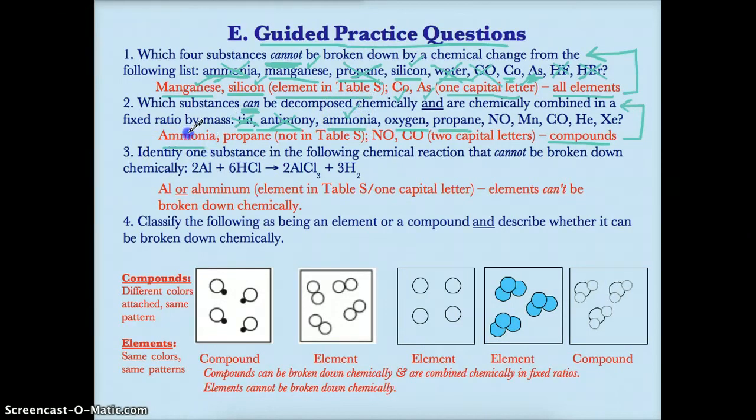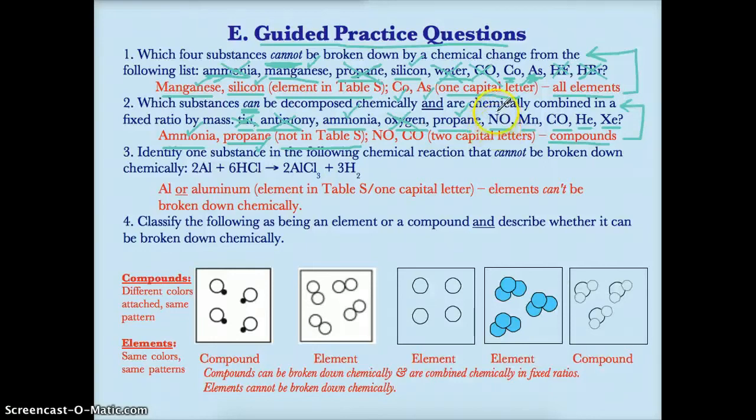So that's our first compound in terms of chemical names. Oxygen is a chemical name on Table S, so it's an element, not a compound. Propane, however, is a chemical name not listed on Table S, so it's a compound as well. All right, so if the chemical name is not listed in Table S, it's a compound. Now, in terms of chemical formulas or symbols, if it has two or more capital letters in the formula, we know it's a compound. So let's look for two or more capital letters in the chemical formula so that we know that we have a compound.